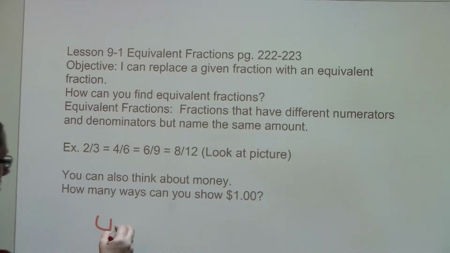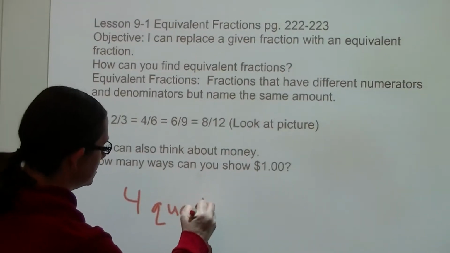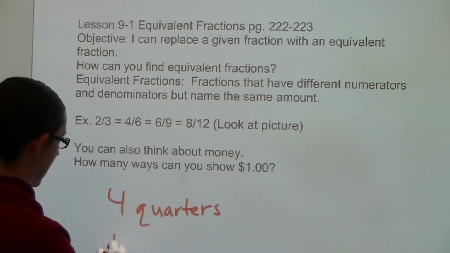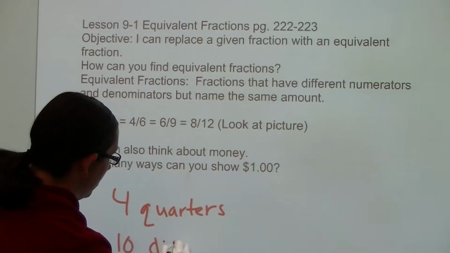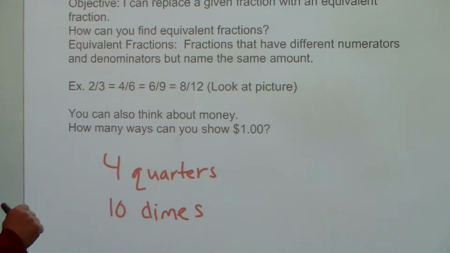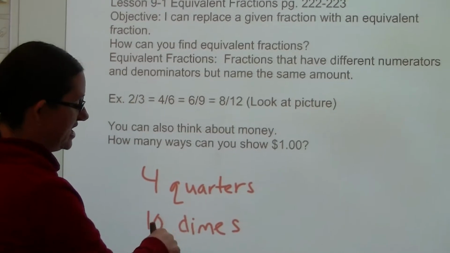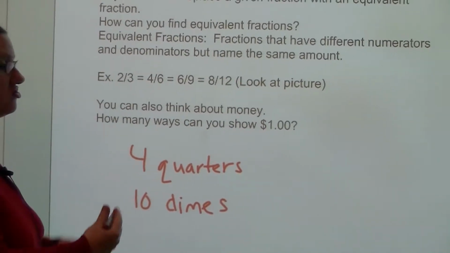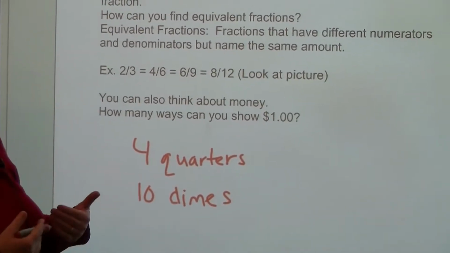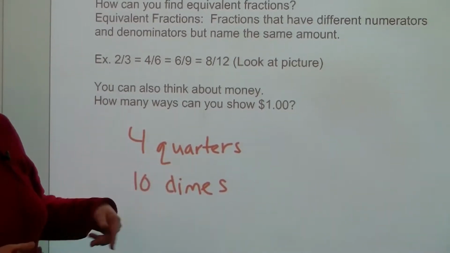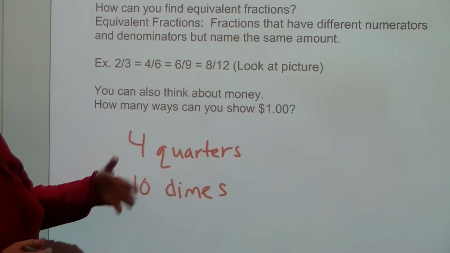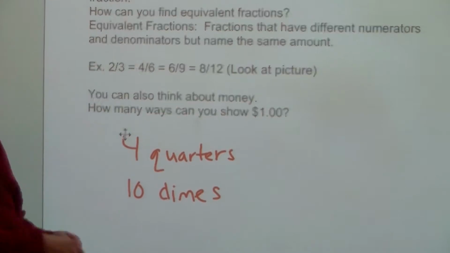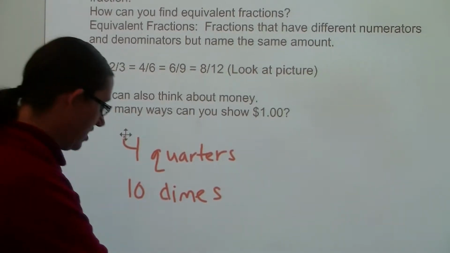Okay, so we can have 4 quarters. We could have how many dimes? We could have 10 dimes. Okay, so even though a quarter is a different amount of money and a dime is a different amount, it still will equal up to $1. So just to kind of help us get a little thought going through, even though it's different, it's still the same amount. Different type of money, it's still the same amount. Okay, good. Hopefully that'll get your thoughts thinking.